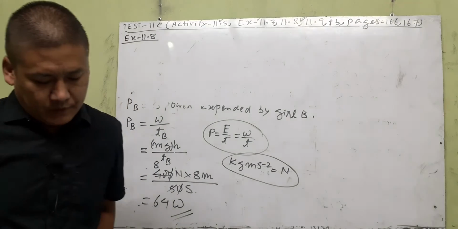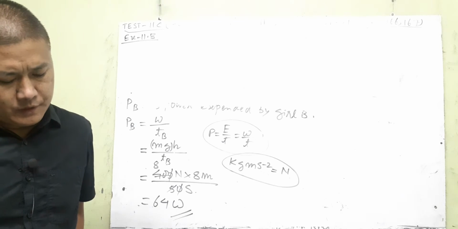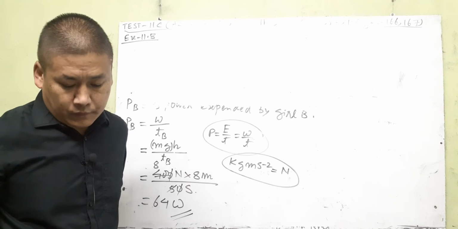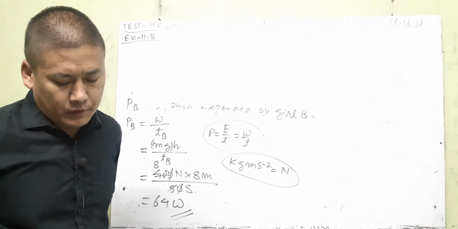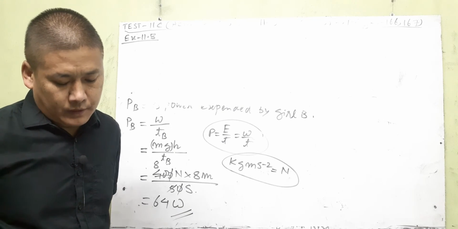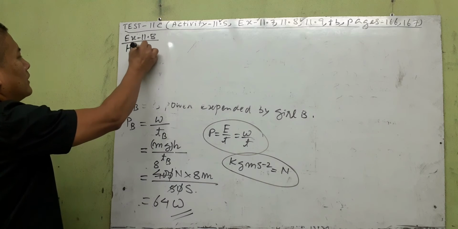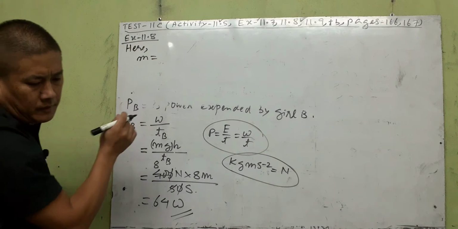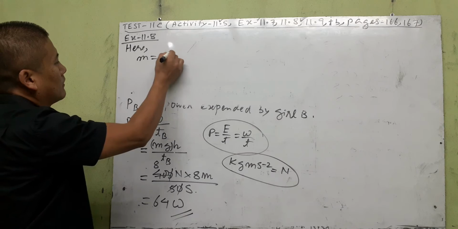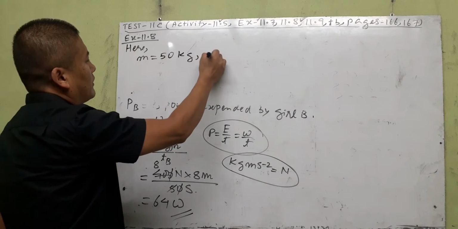A boy of mass 50 kg runs up a stair of 45 steps in 9 seconds. If the height of each step is 15 centimeters, find his power. Take g as 10 meters per second squared. As we read the question very clearly, the mass of the boy, m, is equal to 50 kg. Let's find SI unit already.